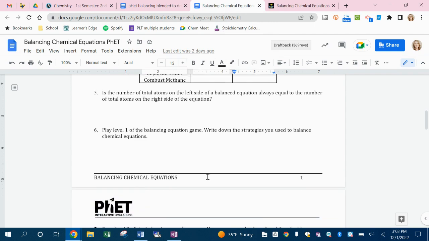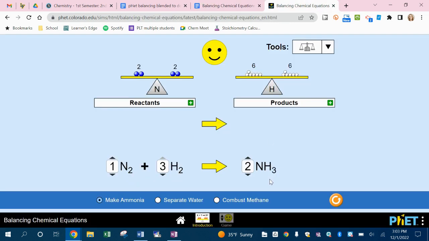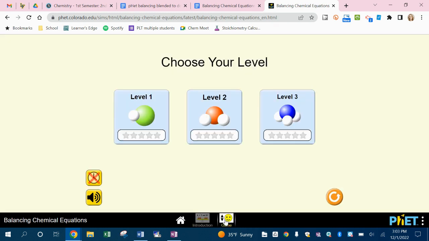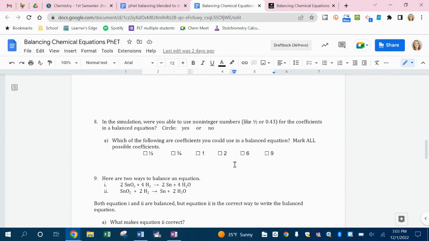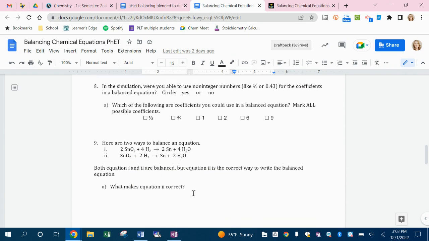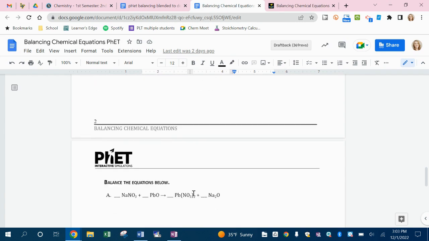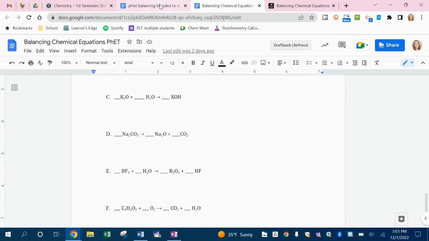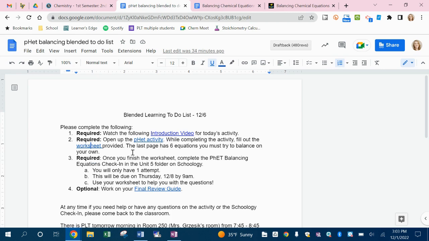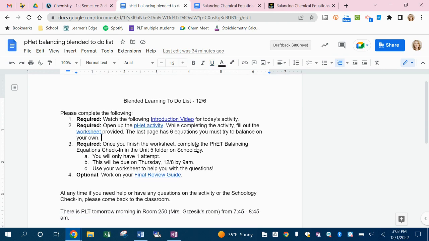Then number 6 says to play level 1 of the game. To switch to the game, you just click at the bottom here to the game, and here's level 1. Then you'll play level 2. Again, you'll answer some follow-up questions just to make sure you understand balancing. And when you're done playing around with the PhET simulation, you can balance these equations on the last page. These are not included in the simulation, but you'll use things that you've learned in the simulation to help you. So balance those. After you finish the worksheet, you can go to Schoology and complete the check-in. And just a reminder, you do only have 1 attempt.